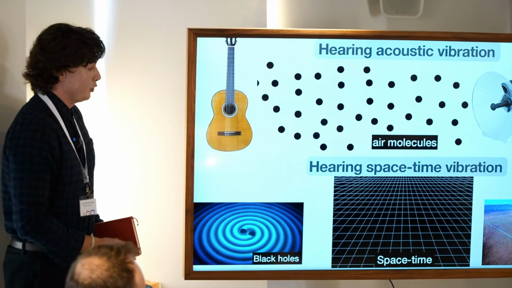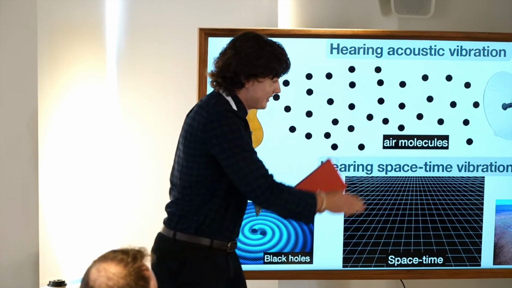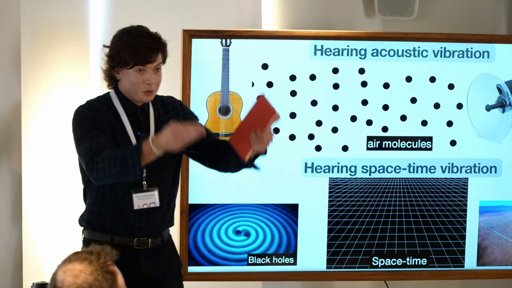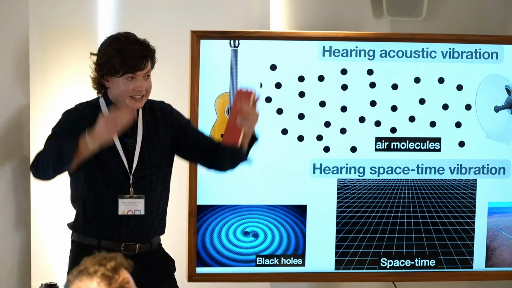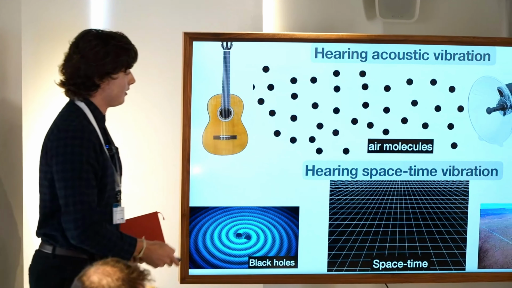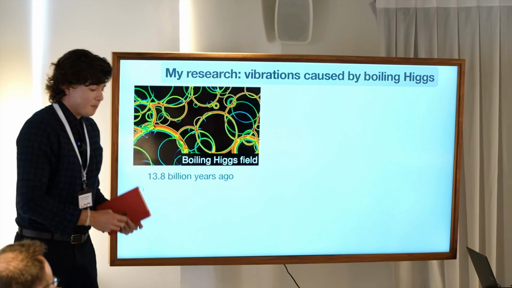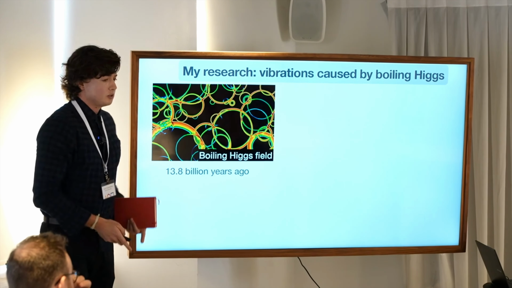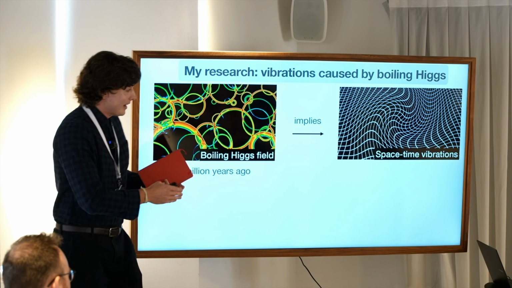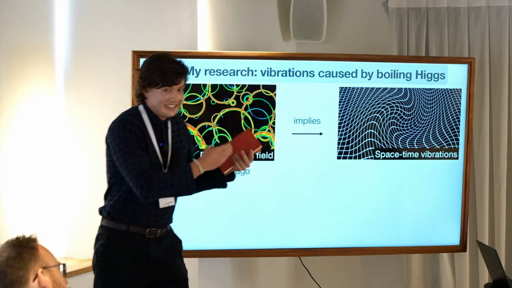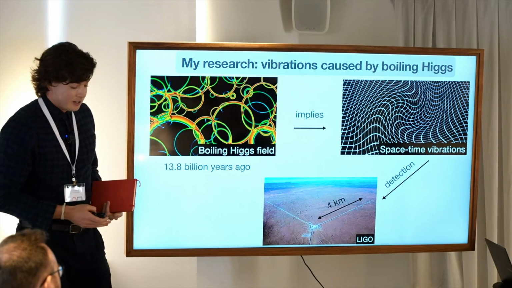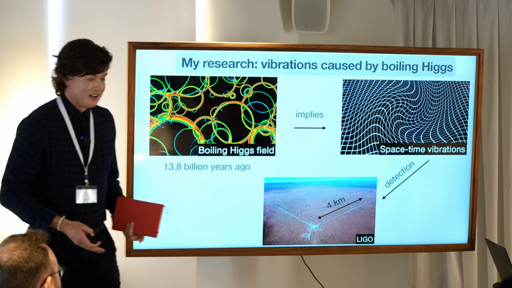My research is on using this strategy, this space-time amplifier, this space-time microphone, not to hear about black holes, but to hear when the Higgs field, the aquarium of Higgs field, was boiling. Theoretical models tell us that the aquarium of Higgs field was boiling 14 billion years ago. And what we do is estimate the space-time vibrations generated by such a violent event, and then we look if the space-time microphone can detect it.